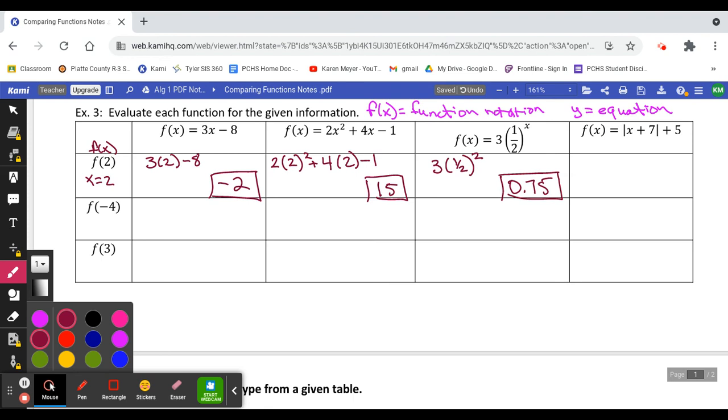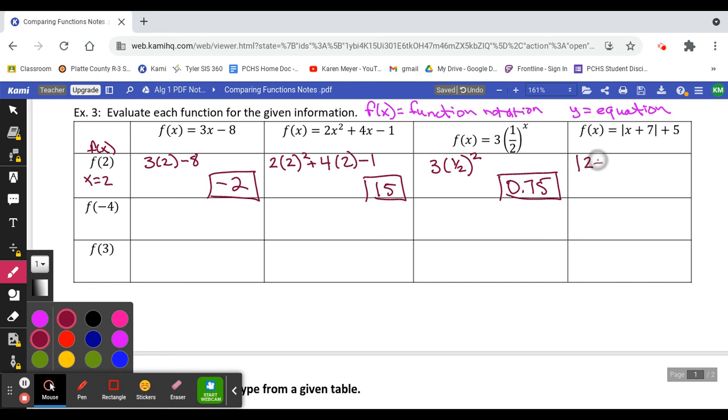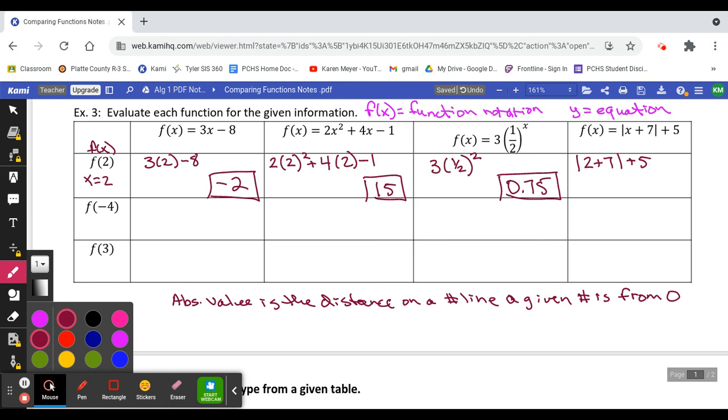And then the last one, absolute value bars. Okay, let's take a step back and see if everybody can remember absolute value. Okay, and down here at the bottom, absolute value is the distance on a number line a given number is from 0.